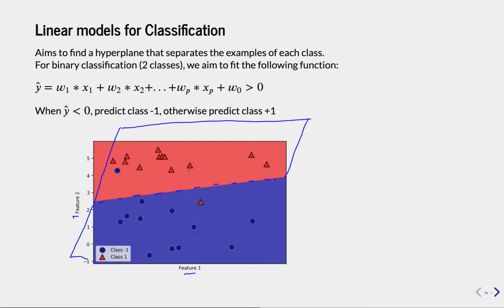Whenever this function, so say that this is y, whenever this function is positive, we predict the positive class. If it's negative, then we predict the negative class, right? So all of these points are positive when you project a point on this hyperplane. It will be positive, and the more positive it is, the more positive the model is that this is a positive point.